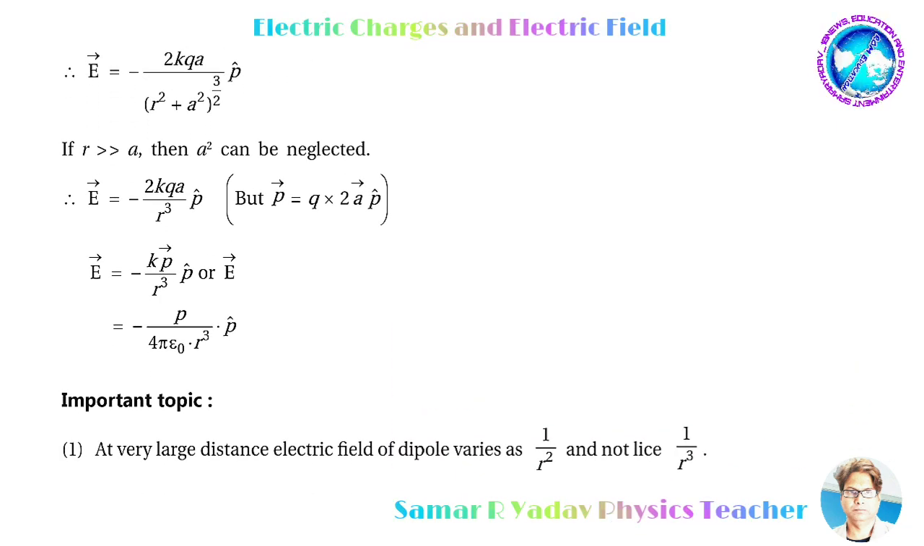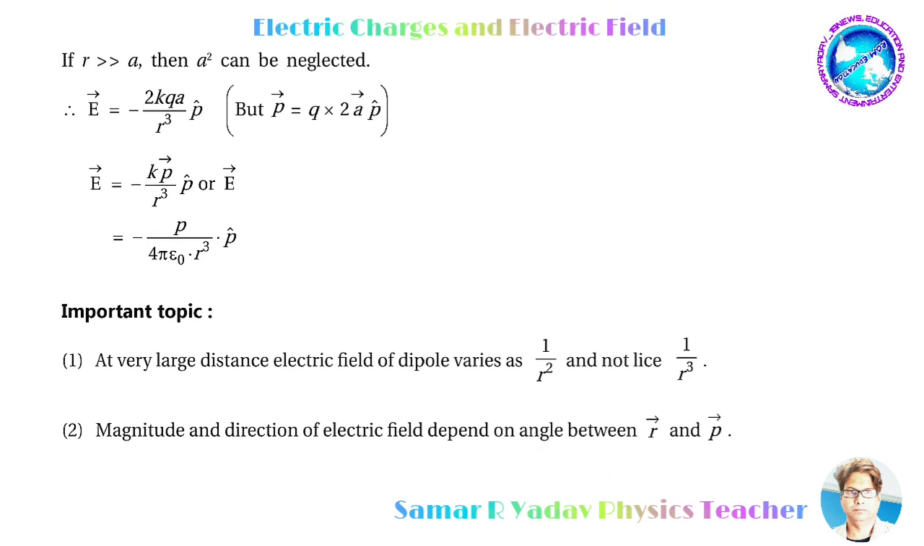If r is greater than a, then a square can be neglected. Therefore, vector E is equal to minus 2kqa upon r cube into unit vector p. But vector p is equal to q into 2 into vector a into unit vector p. Therefore, vector E is equal to minus k vector p upon r cube into unit vector p, or vector E is equal to minus p upon 4 pi epsilon 0 r cube into unit vector p.